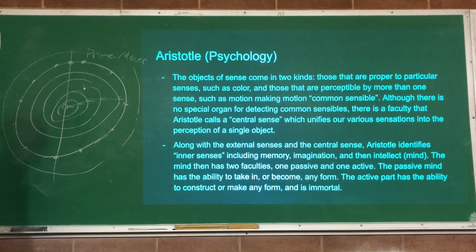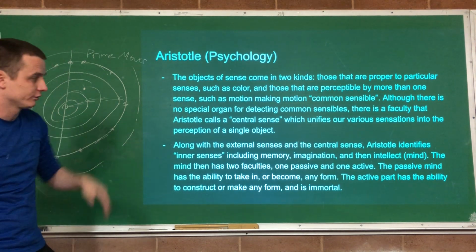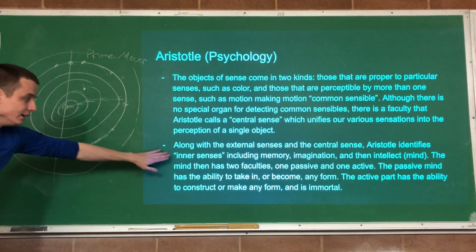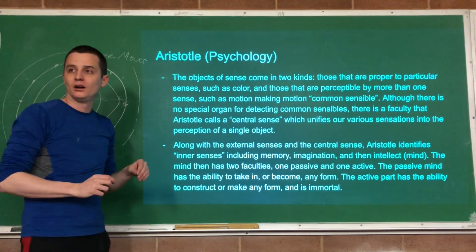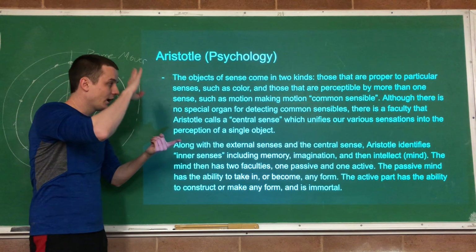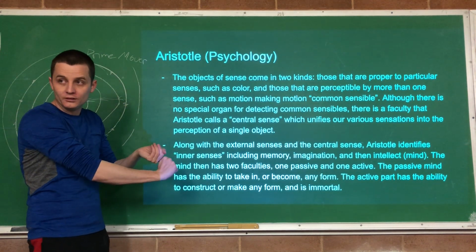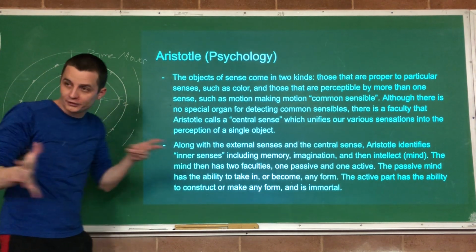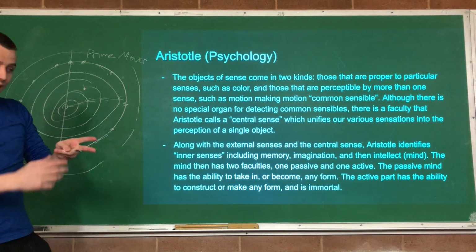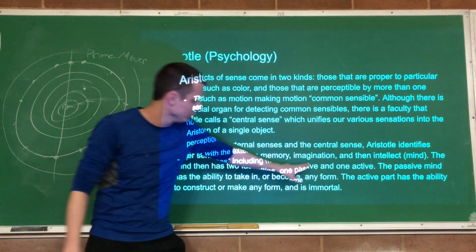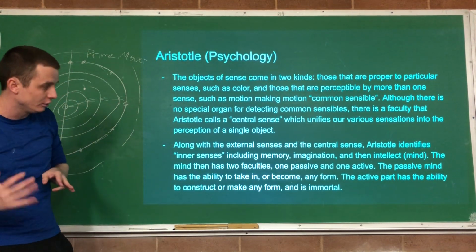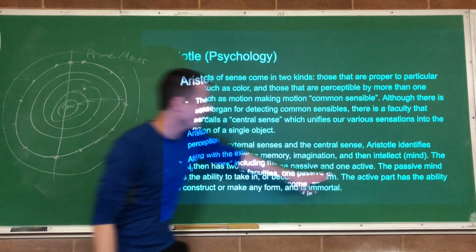Okay, so along with the external sense and the central sense, Aristotle identifies an inner sense, which he includes in this memory and imagination, and then finally intellect, which we call mind. So I'm just giving you a hierarchy of all the major things in his psychology. You have your outer senses, then your central sense, which puts those things together into perceptions, and then you have your memory, which can remember those perceptions. You have your imagination, you can create new perceptions in just your mind, and then you have your intellect.